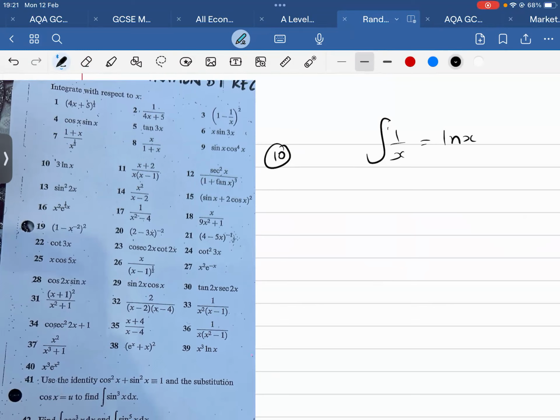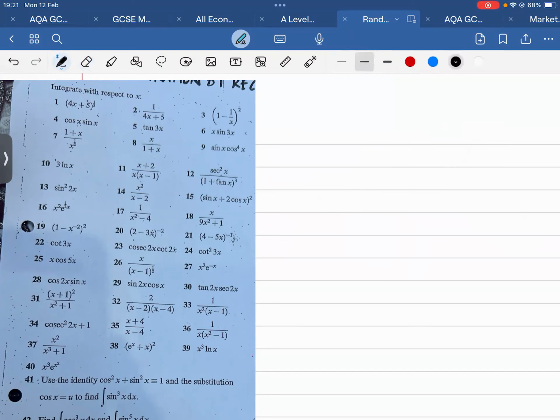Ln x doesn't have a simple integral. Ln x differentiates to 1 over x. That's why it's confusing, because you think, oh, just 1 over x, but no. So whenever it's ln x, it's a rule: you have to use integration by parts. It's the only way to do it.